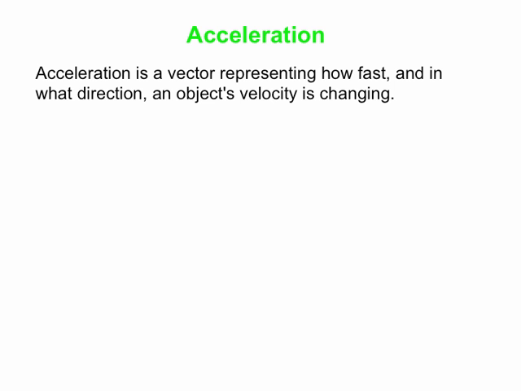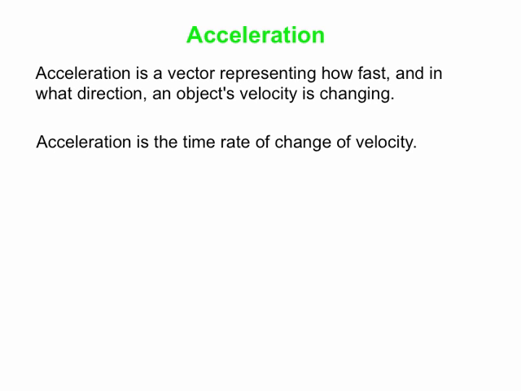Hello. Right now we're just going to take a very quick look at the basics of acceleration. Just what is it? So first of all, it's a vector. So it has a direction and it has a magnitude. And the acceleration vector represents how fast and in what direction some object's velocity is changing. That would be that object's acceleration.